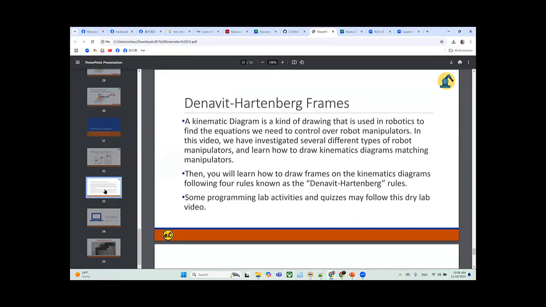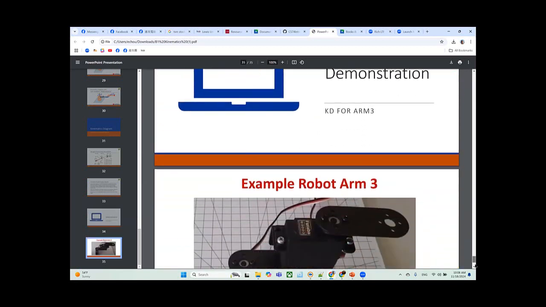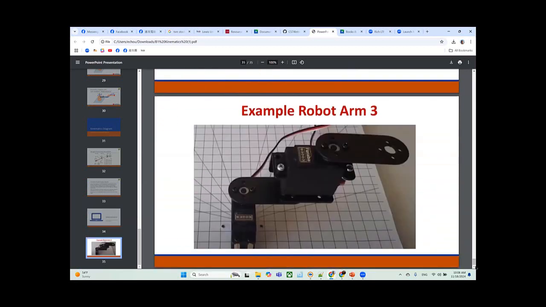What I suggest is that you go through every video that we have in the lab section as well. That will teach you how to set up the kinematic diagram and also how to calculate or model the Denavit-Hartenberg matrix parameters. It's all included. Any questions so far? Hello, any questions so far?